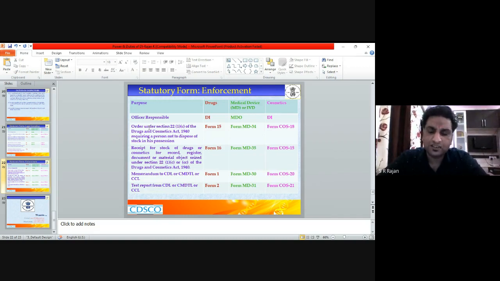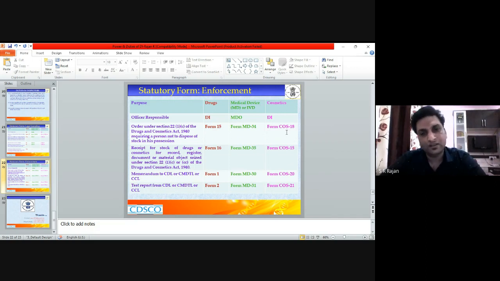If the inspector has reason to believe that some drug he has seen at the premises, manufacturing site or any retailer's site may contravene the provisions of this chapter, then he may give Form 15 to the person, directing him not to dispose of the stock in his possession until the report of the samples comes from the government analyst. In case of medical devices it is Form MD30, and in case of cosmetics it is Cosmetic 18.